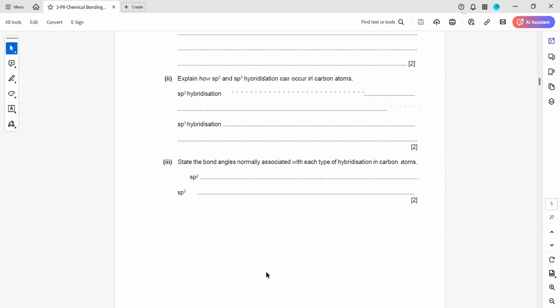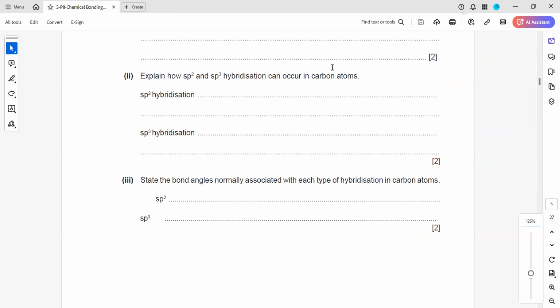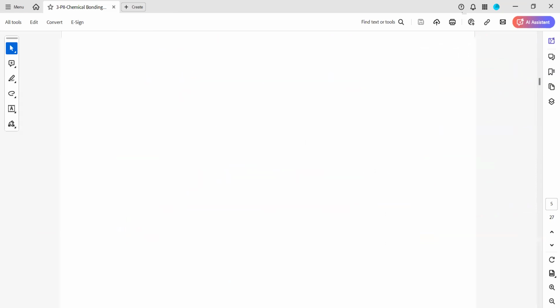Yes, sure, I will repeat. The term hybridization refers to when the energy of different orbitals becomes same, we call it hybridization. We can have sp3 hybridization, we can have sp2 hybridization, or we may have sp hybridization.